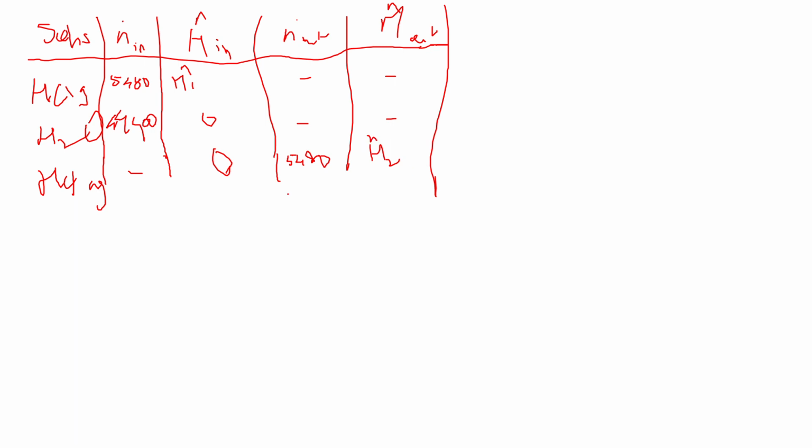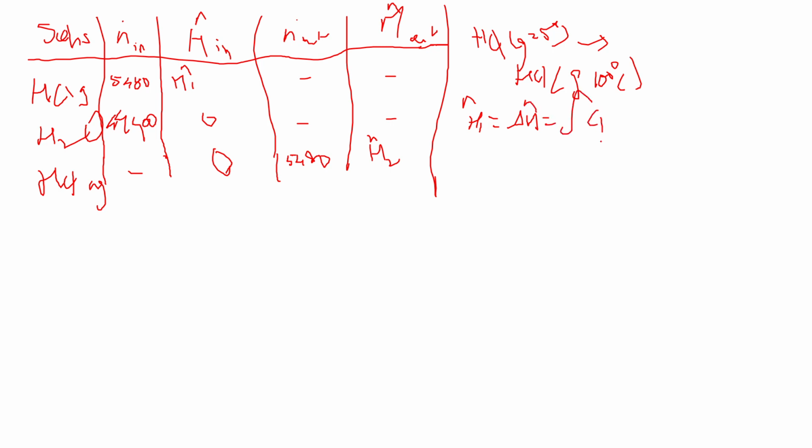So first, we should calculate this H1 cap and H2 cap. To calculate that, first for H1 cap, let's write the reference state. So HCl, that is in gaseous form at 25 degrees Celsius, is being converted to HCl that is in gaseous form at 100 degrees Celsius. So for H1 cap, we will apply the formula of delta H cap is equal to Cp dT, and the difference will be from 100 degrees Celsius to 25 degrees Celsius.